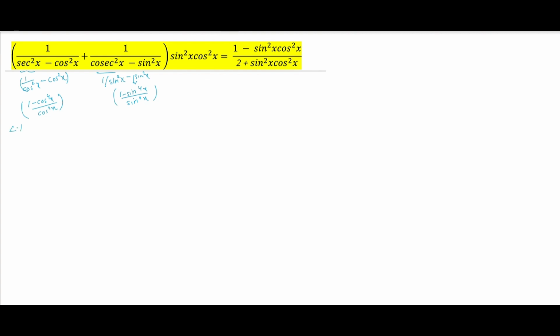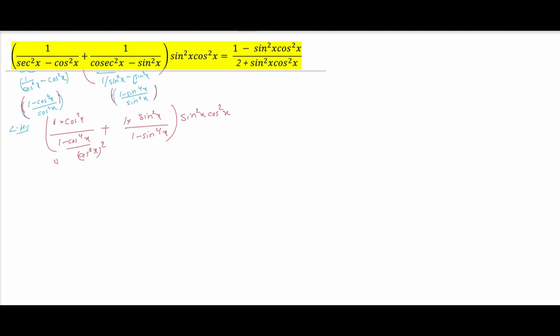Now we'll try to simplify the left hand side here. We'll write 1. This is in the denominator itself. Fraction in denominator. So we'll write like numerator into reciprocal of denominator, that is 1 into reciprocal of this denominator is cos square x upon 1 minus cos power 4x plus, in a similar way for this term also, in numerator we have 1, denominator is a fraction, so 1 into reciprocal of the denominator, that is sin square x upon 1 minus sin power 4x. And for this entire thing, we have this term, that is sin square x into cos square x here. Now this denominator, we can write this as cos square x whole square.